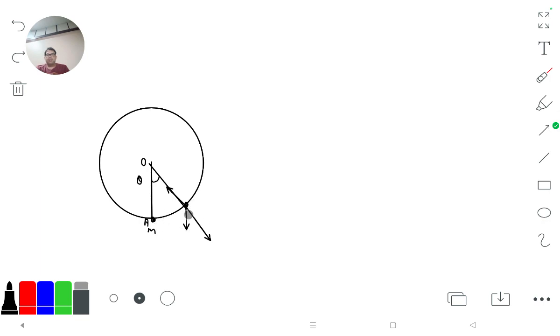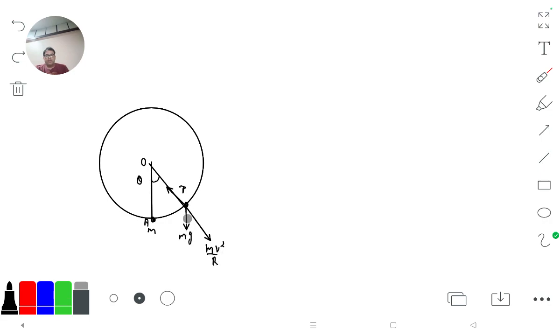Since the particle has no radial motion, neither is it moving towards the center nor away from the center, therefore the net force on the particle in the radial direction must be 0. This is the tension T. This is the weight mg which will act in the downward direction, and this is the centrifugal force, that is mv square upon r.